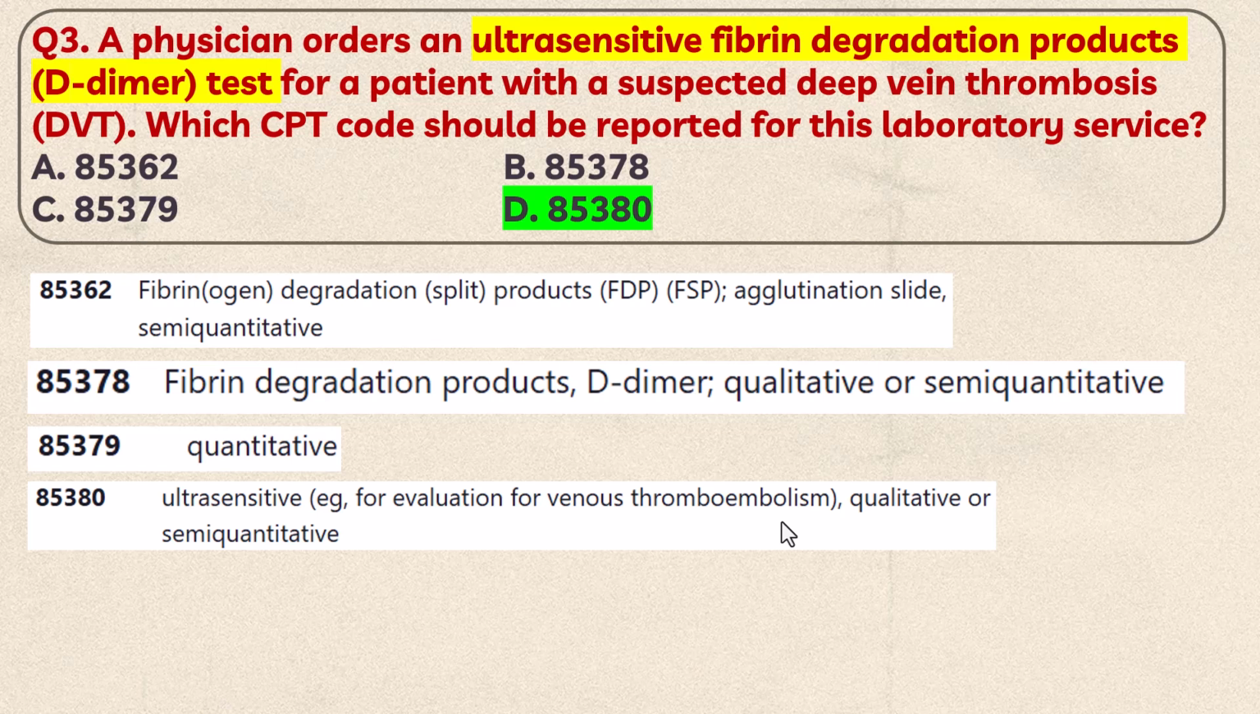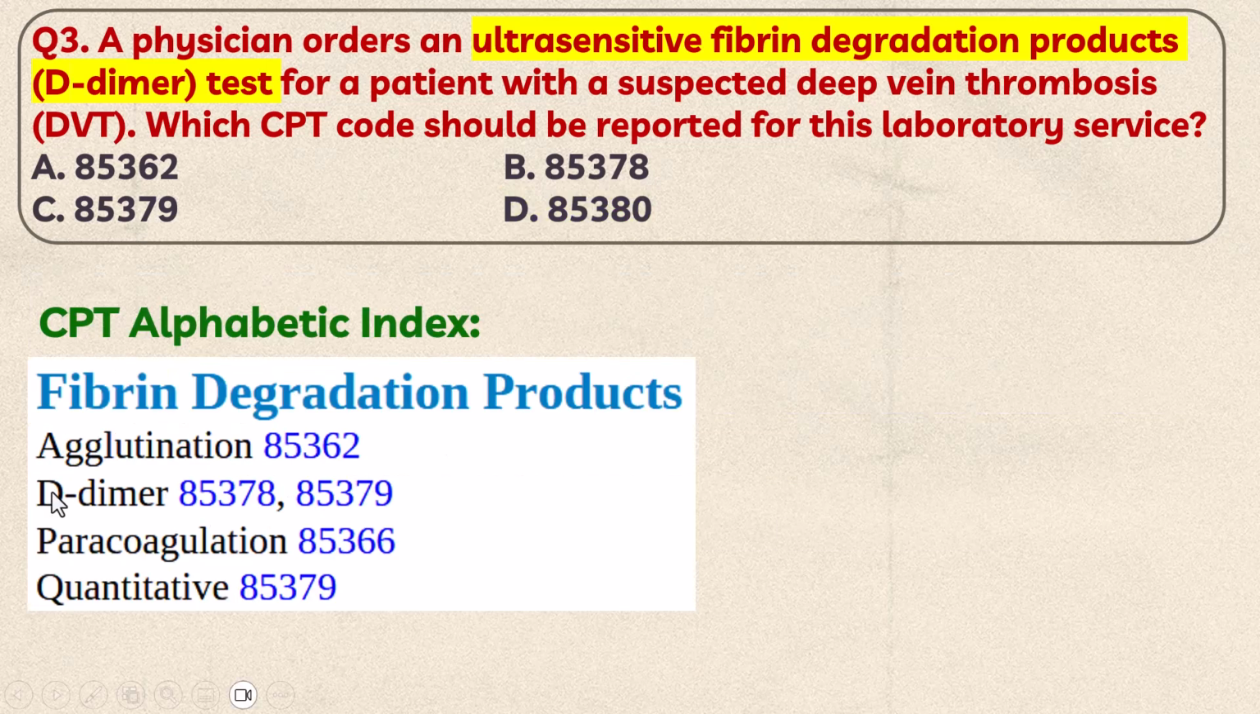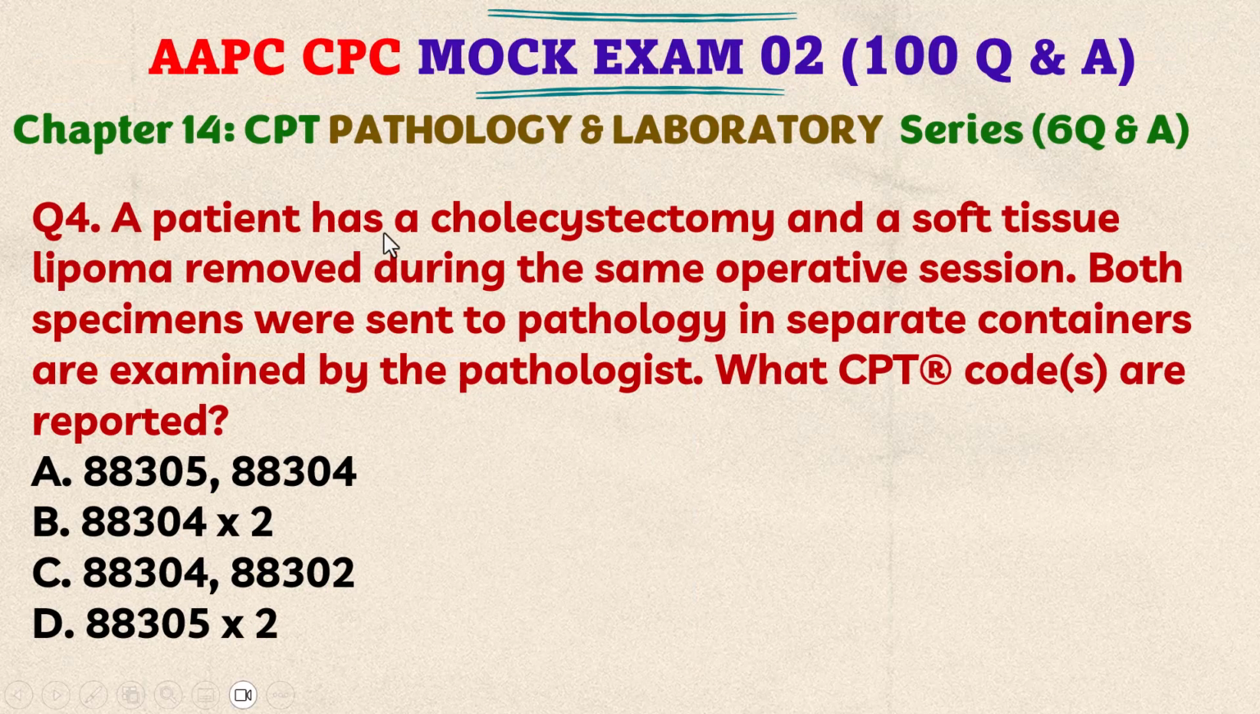So if you encounter this case in a real working scenario, you have to use the CPT alphabetic index. In the CPT alphabetic index, you can go for the main search term, that is fibrin degradation products, and go for the subterm D-dimer, that is here, and again come back to the tabular list and confirm the answer. Once you confirm, the correct answer will be 85380.